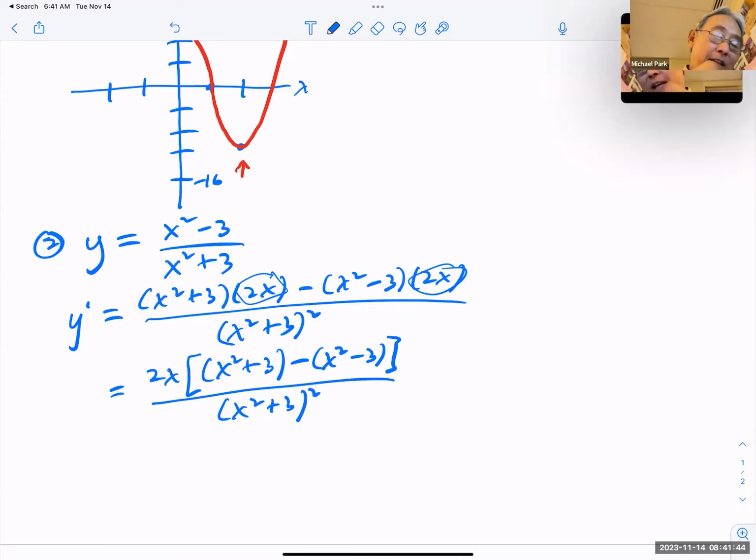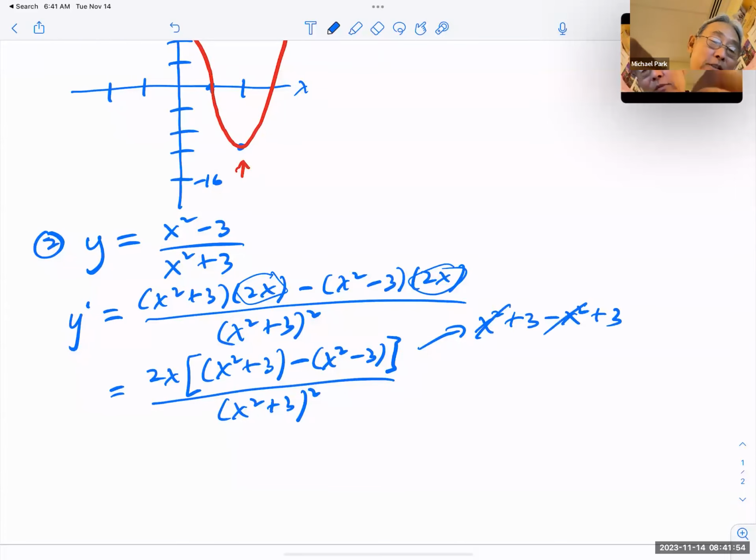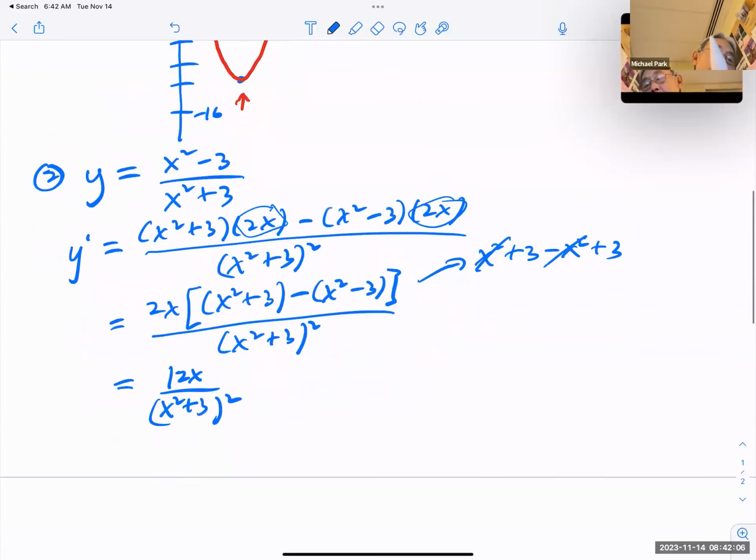Okay, so inside the parentheses, you get, I'm just going to do it here so we don't have to make another line, x squared plus 3. Distribute the minus sign, and you notice that the x squareds cancel out. So all you have left is 6, right? So 6 times the 2x in the front is 12x over (x squared plus 3) squared. Okay, so that's the first step.